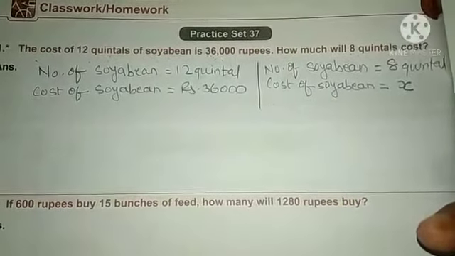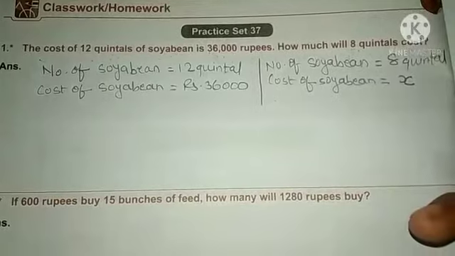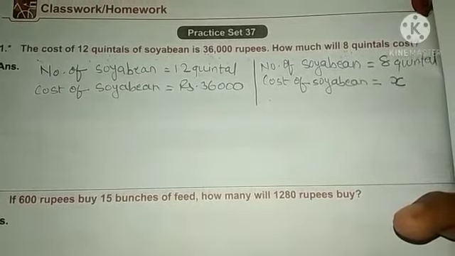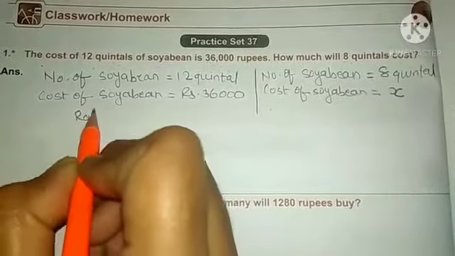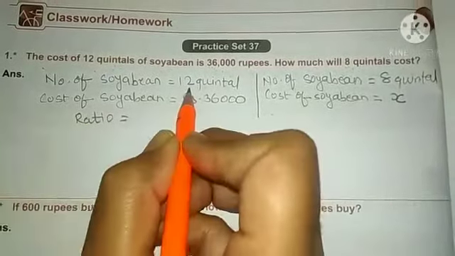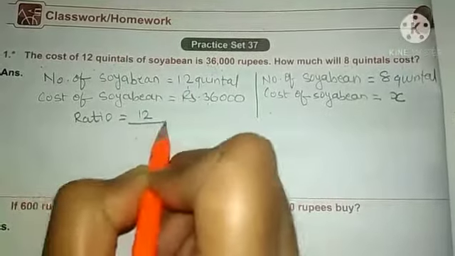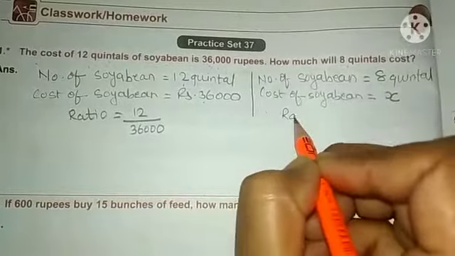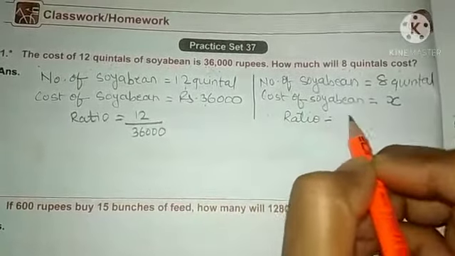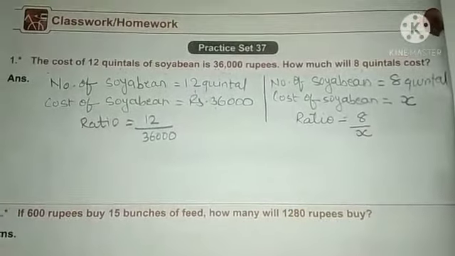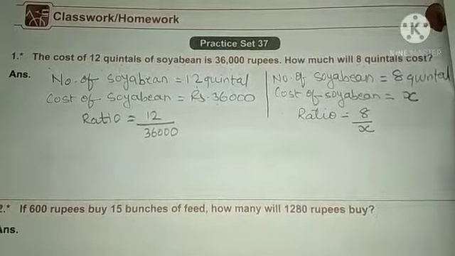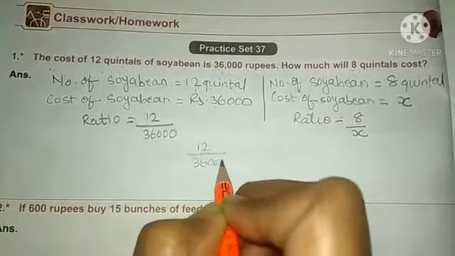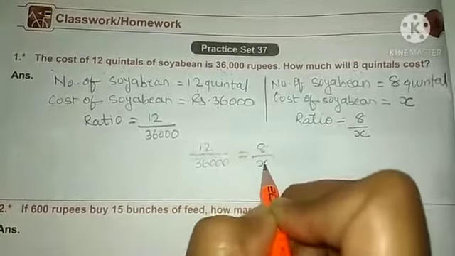Clear? Now see, while doing direct proportion, what you have to do is write down the ratio. Now what will be the ratio over here? The ratio will be 12 upon 36,000. Clear? And here your ratio will be 8 upon X. Understood what you have to do? Now what you will do? Write down these ratios together: 12 upon 36,000 is equal to 8 upon X.